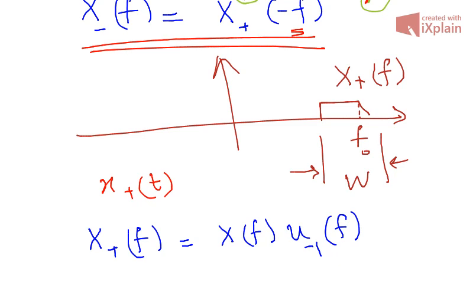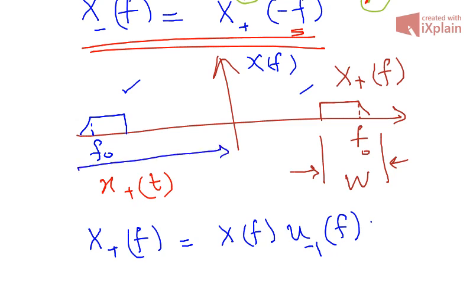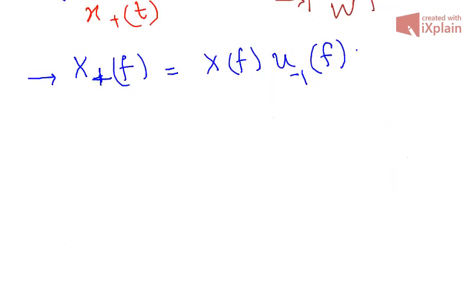So what will happen in your x of f? Because it's a real signal, your x of f has both positive and negative spectrum. When you multiply it with the unit step function, this part is suppressed, so you are only left with the positive spectrum, x positive of f, right? So we can write our x of f in this form, and now what we would like to do from here is derive x positive of t from this expression. So how can we get x positive of t, right?